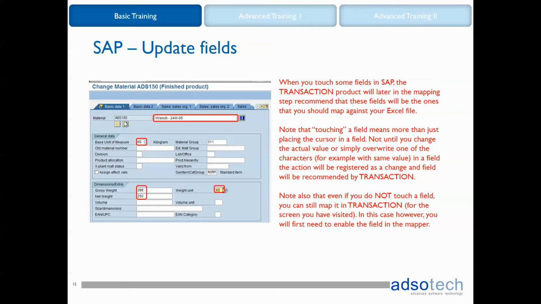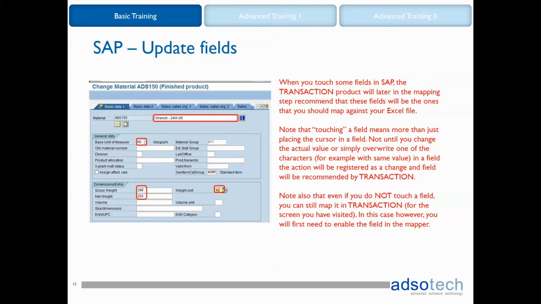In our example, we actually want to do something in Basic Data 1 as well. So we're going to use fields from this view. If the case was that you don't need to do any changes in Basic Data 1, you would simply see the screen and then navigate to the view of your choosing.